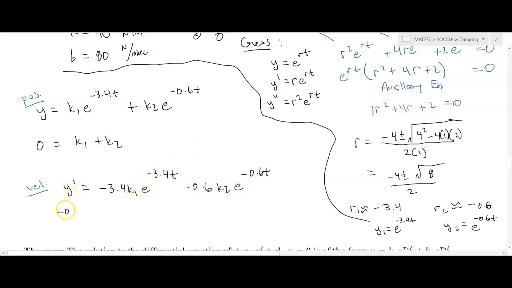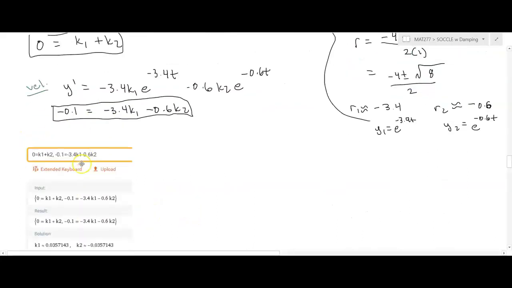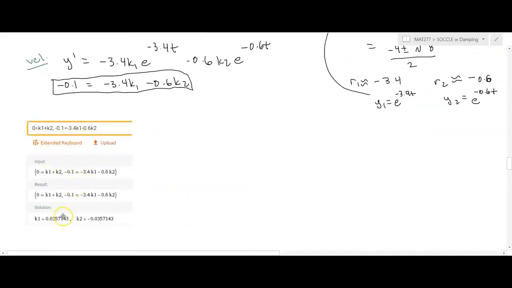And we know that this is negative 0.1. This is going to give us negative 3.4 k1 minus 0.6 k2. This is the system of equations that we need to solve. And there we go, there's our value of k1 and k2. So we have as our final solution y equals k1, which is about 0.04, e to the negative 3.4t plus k2, which is minus 0.04, e to the negative 0.6t.